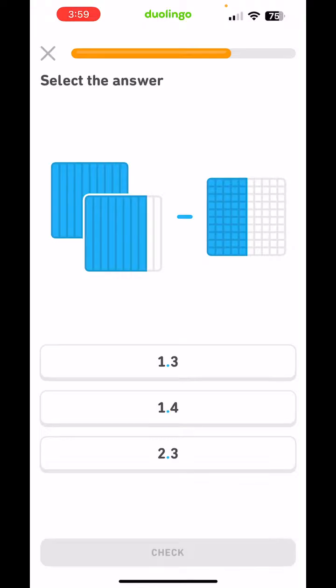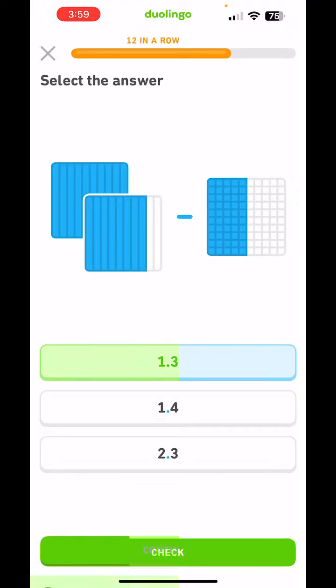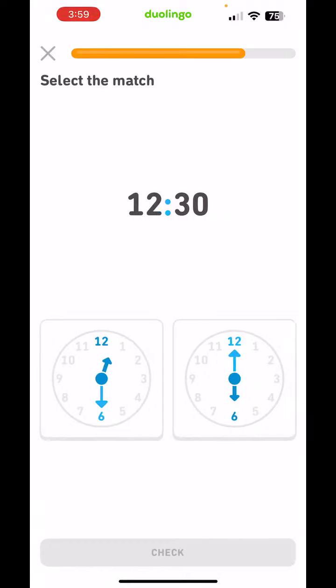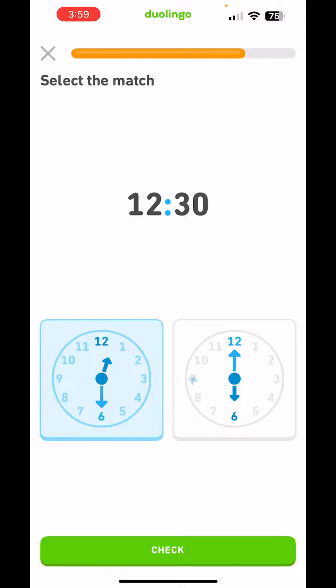All right, now we have, what is this? 1 point something. Let's see. 1, 2, 3, 4, 5, 6, 7, 8. So 1.8 minus 1, 2, 3, 4, 5.5. So that would be 1.3. Oh, thanks, Ethan. I much appreciated. Okay. 1230. That would be the one here on the left.